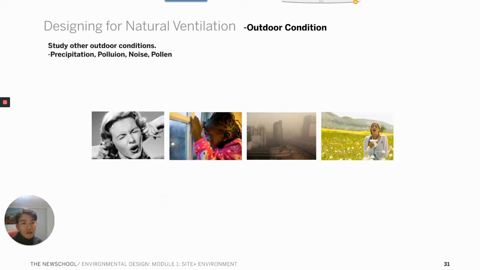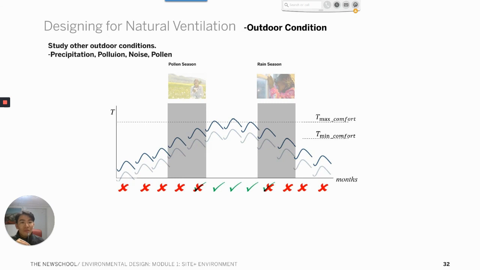But there are other factors that you should also consider for your natural ventilation. For this example case, we have pollen season during April and May, and rain season during July and September. As a result, unfortunately, we are left with 2 fewer months that we can rely on natural ventilation.